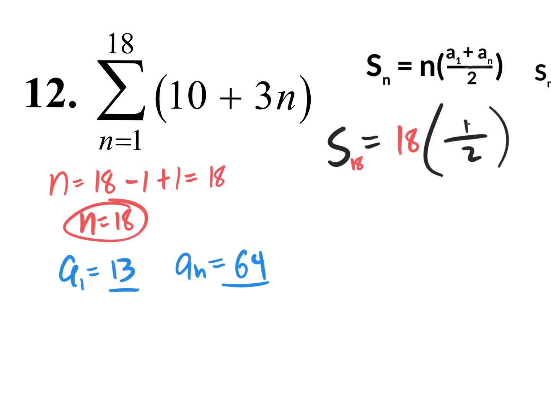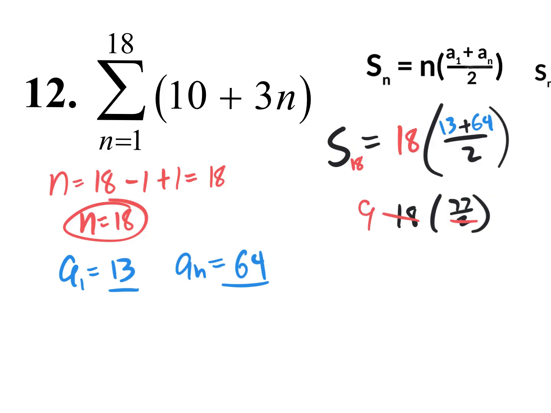And up on top, we're going to be adding the first number, which was a 13, with the last number, which was a 64. And 13 plus 64 is 77. So we really have 18 times 77 divided by 2. And you could, with the calculator, go 77 divided by 2 and then multiply by 18. Or you could divide 18 by 2 and then multiply. So it's up to you.